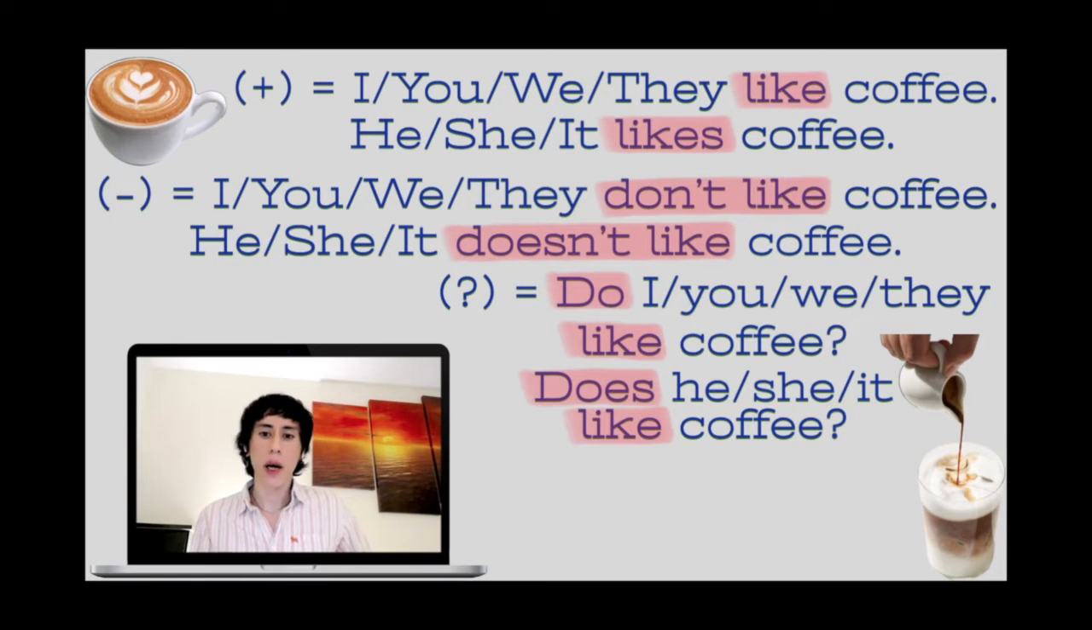So for example, do I like coffee, or do you like coffee, or do they like coffee, do we like coffee? And for he, she, and it, we have does. And again, the verb next to it does not need to change. So you just leave it in the base form. So for example, does he like coffee, or does she like coffee? Or you can also include people's names. For example, does Veronica like coffee? Does Mariana like coffee? Etc.